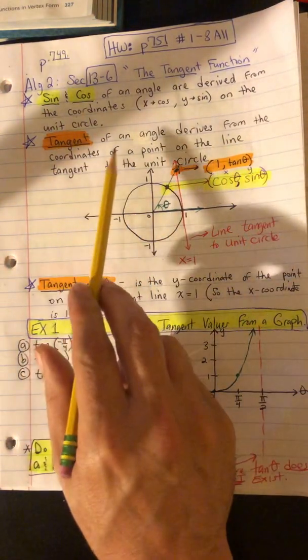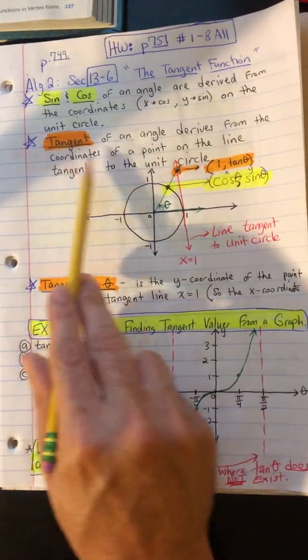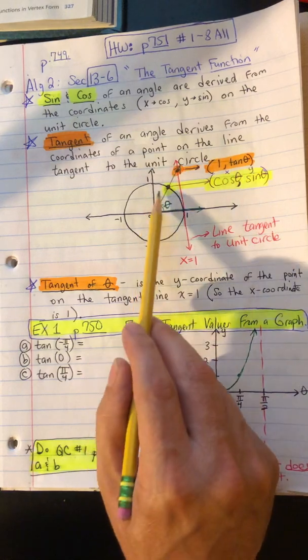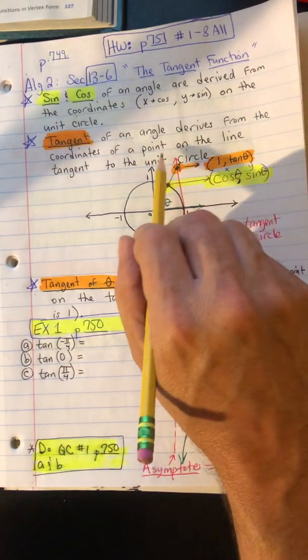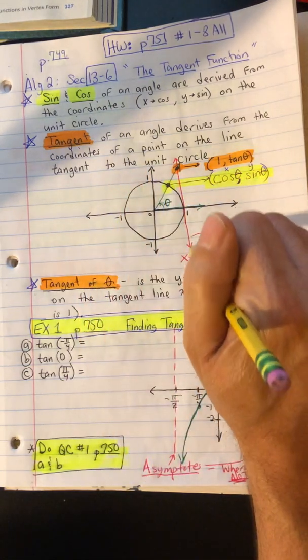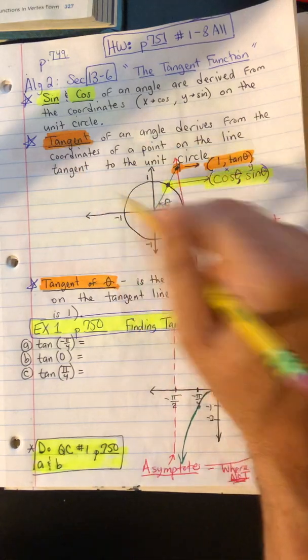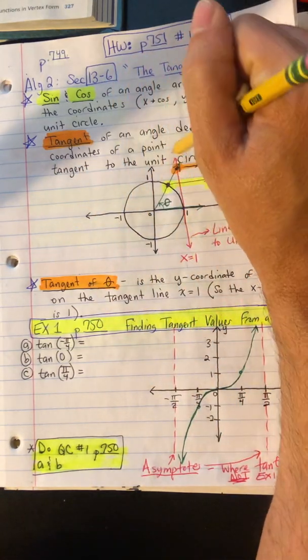And to get the answers for tangent, the tangent of an angle derives from the coordinates of a point not on the unit circle, but from the point on a line that is tangent to the unit circle. And this is the line that's tangent to the unit circle, x equals 1. And x equals -1 will be giving you the other side. But for now, we're going to concentrate on x equals 1.